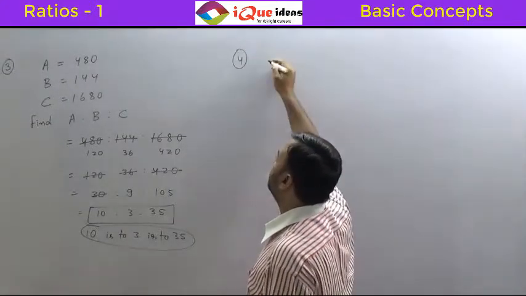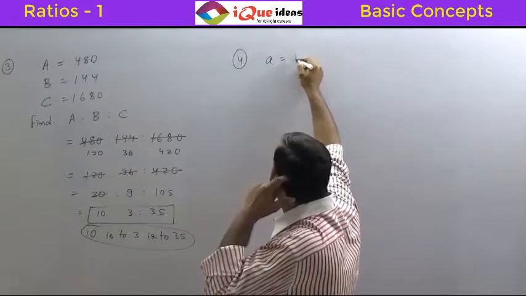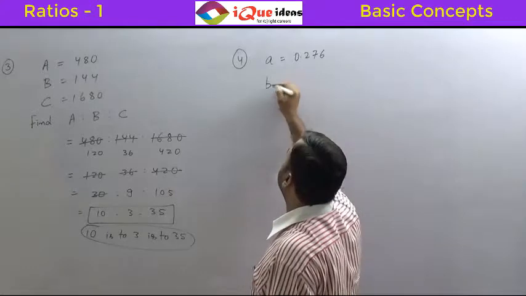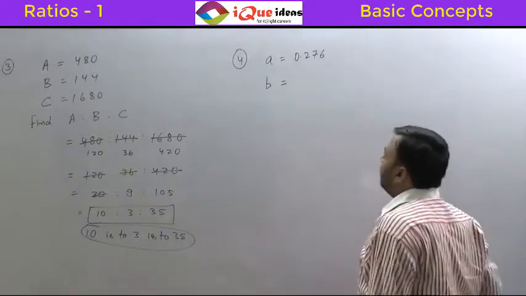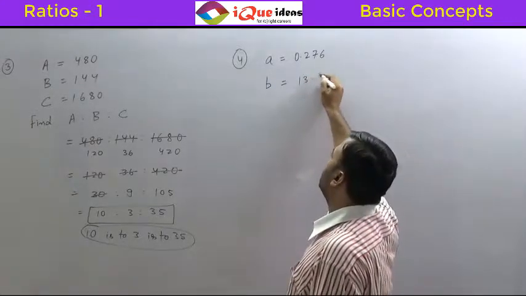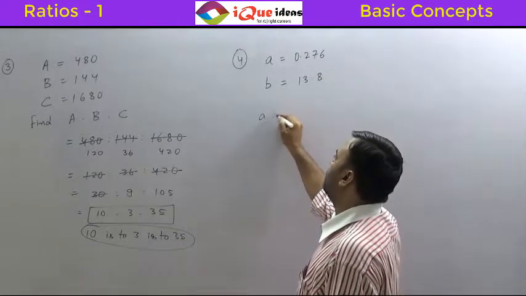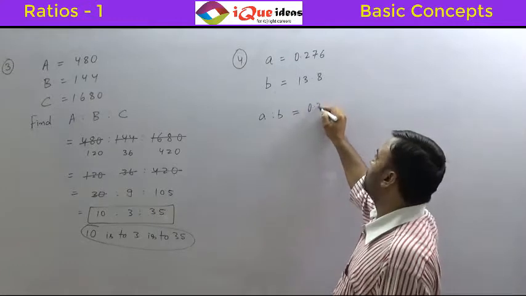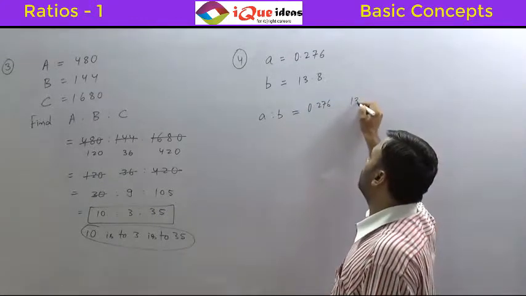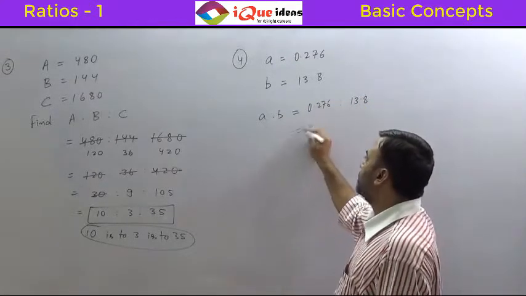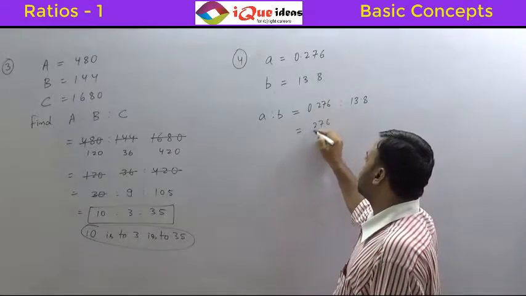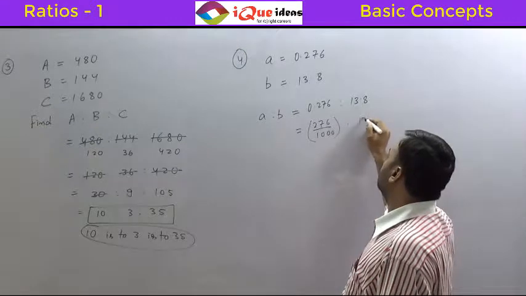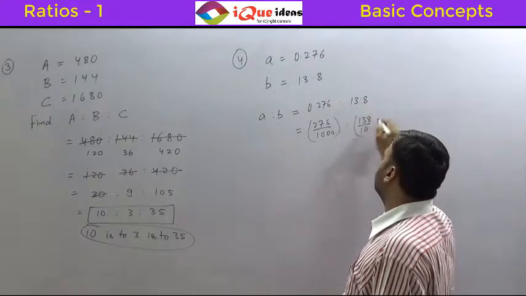Now here we have taken all integers, or whole numbers, till now. Let's take some fractions. If I say A is equal to 0.276 and B is equal to, let's say, 13.8, find A is to B. What will this be? Now see, 0.276 is to 13.8. These are decimals, so first you simplify these. So this is 276 upon 1000 is to 138 upon 10.